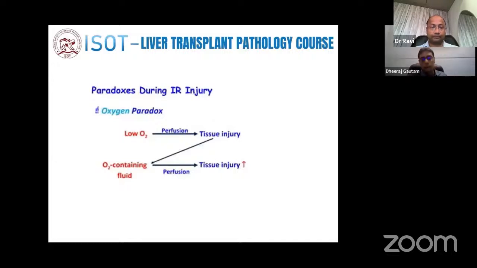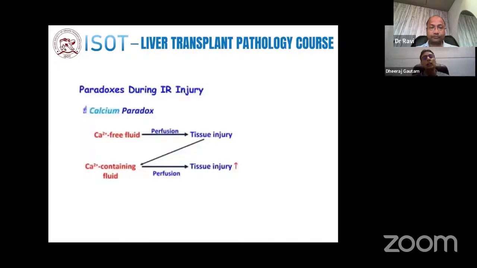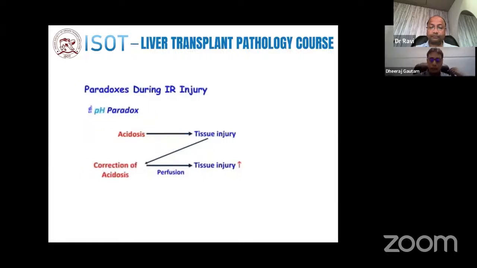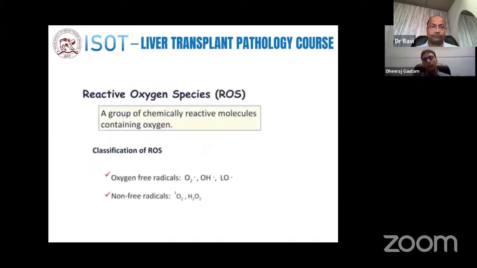So what is the pathogenesis? I will come to this later on. The second part is the calcium paradox. If there is a calcium-free fluid, it leads to perfusion injury. Then you give the calcium-containing fluid, and it again causes reperfusion injury. The third is the pH paradox. If there is acidosis, it leads to tissue injury. After ischemia, there is acidosis which leads to tissue injury. Then there is a correction of acidosis in the reperfusion, which again leads to tissue injury.